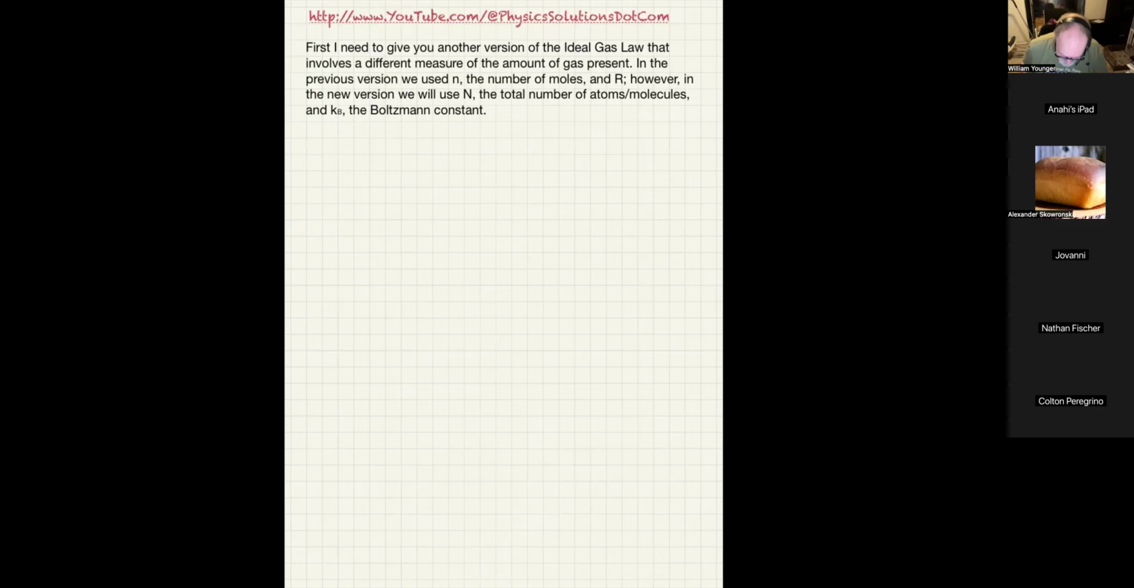So first, I need to give you another version of the ideal gas law that involves a different measure of the amount of gas present. In the previous version, we used n, lowercase n, which is the number of moles, and the ideal gas constant R. However, in the new version, we'll use capital N, which is the total number of atoms slash molecules, and the Boltzmann constant.